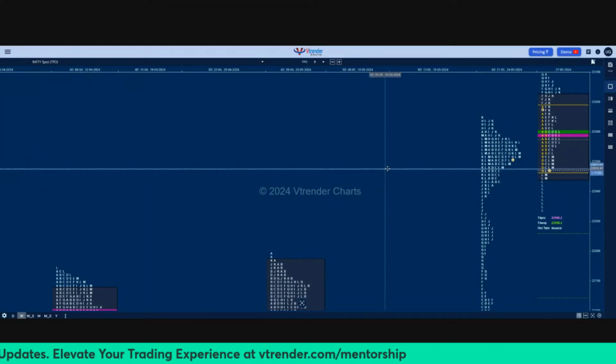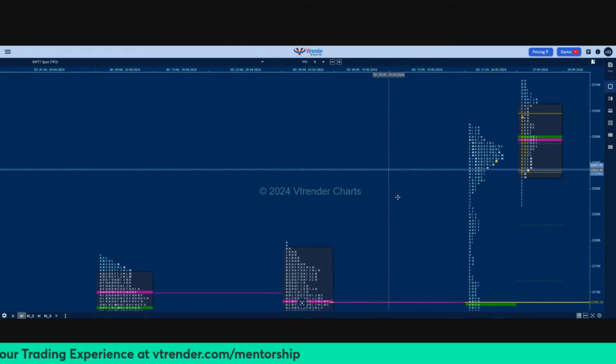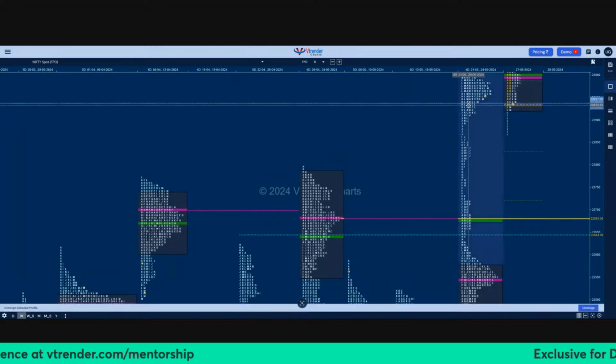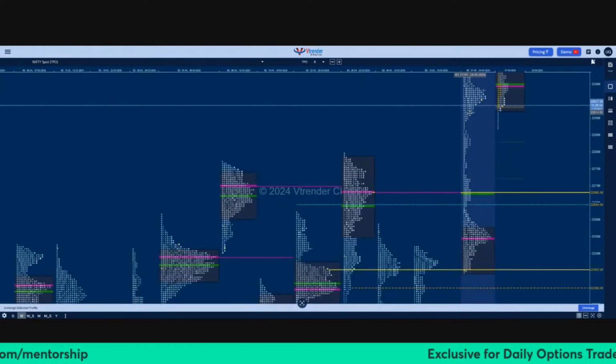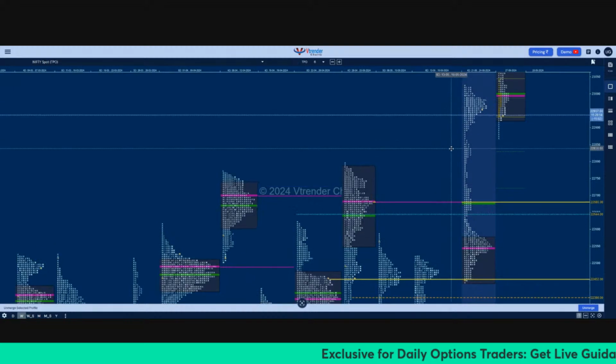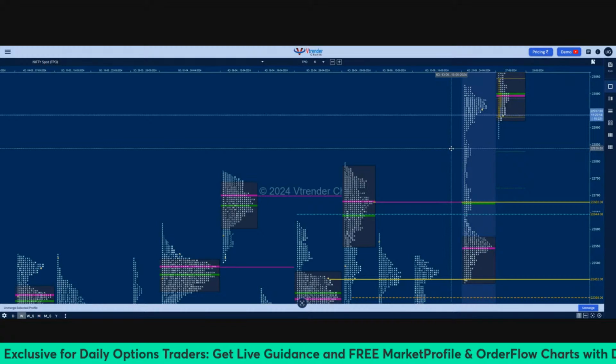Let us just have a look at what has happened, starting with Nifty Spot. This is the previous week's profile. And as you all must be knowing, we have this weekly report which goes out in the forum section on the website, where we explain what has happened in that particular week, along with a day-to-day brief about what each day has done.